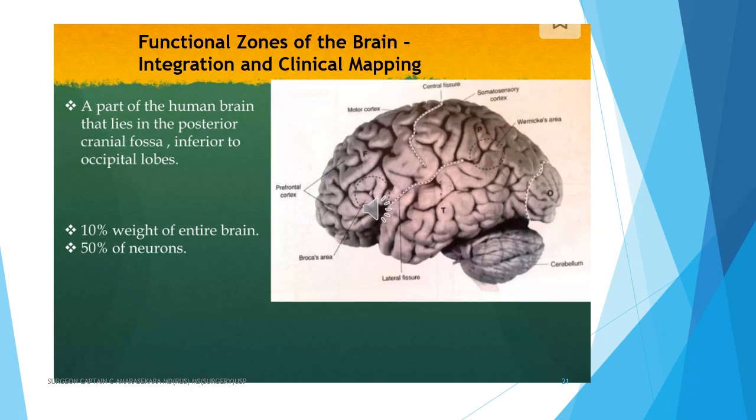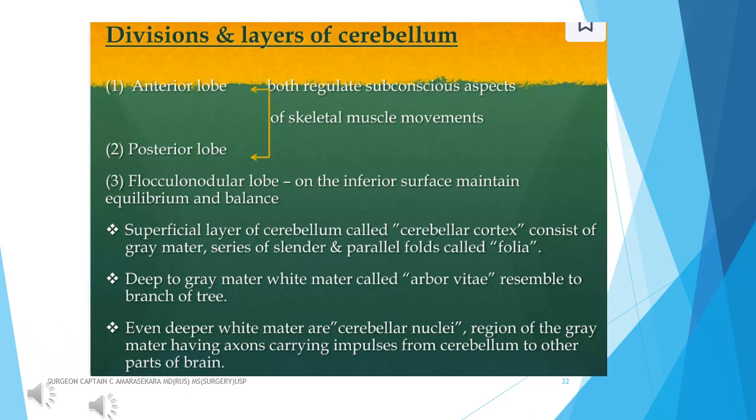Then the cerebellum in the posterior cranial fossa. Lobes, layers, and neural architecture. Now that we have explored the external anatomy of the cerebellum, let's dissect its internal divisions and layered structure, which reflect both evolutionary design and functional precision. So first we'll see the divisions of the cerebellum.